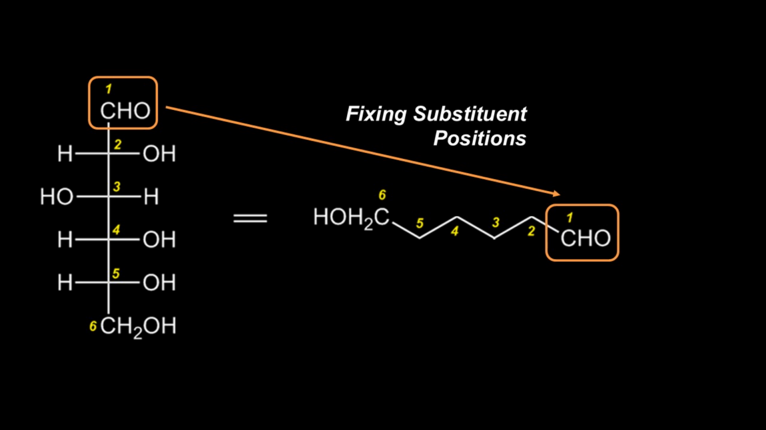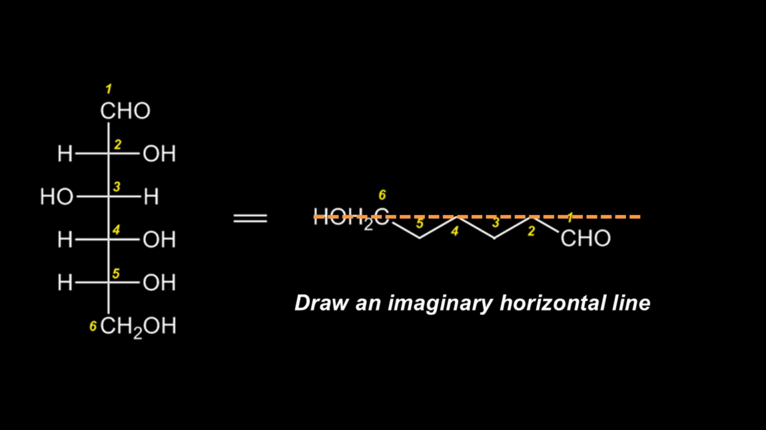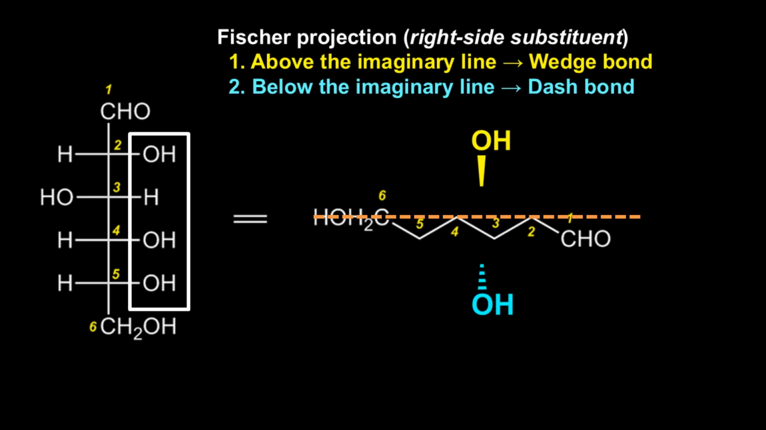To get started, find the topmost substituent in the Fischer projection. Then, place it at the rightmost position in the skeletal structure. This spot acts as your reference point, making it easier to position the rest of the substituents correctly. Next up, draw an imaginary horizontal line right through the middle of your skeletal structure. Think of this line as a guide. It helps you figure out which substituents go above and which go below.